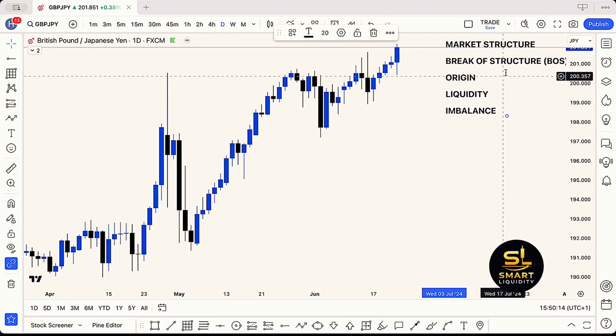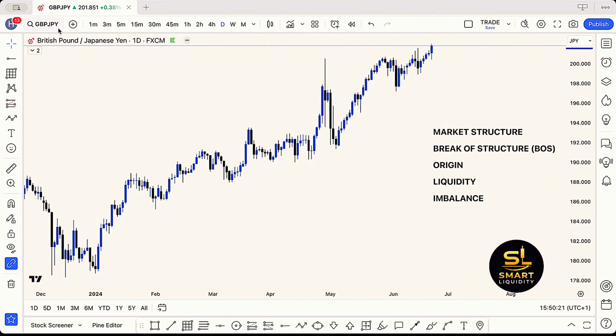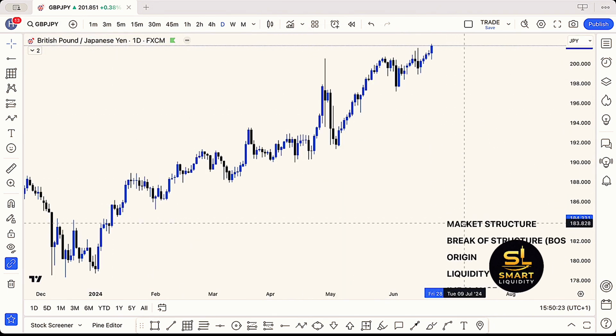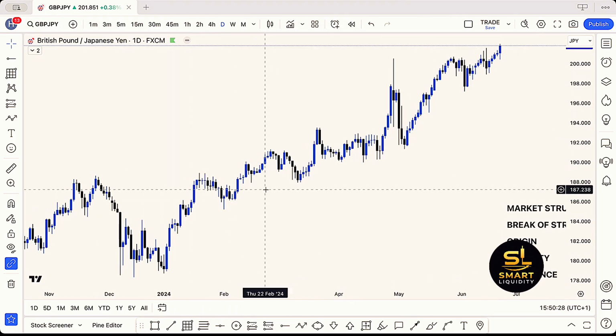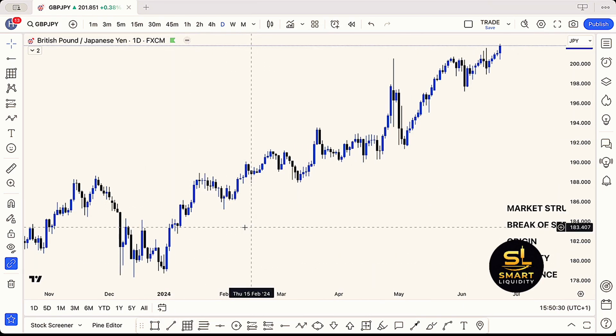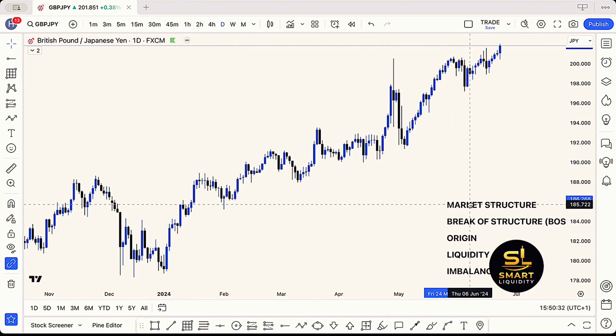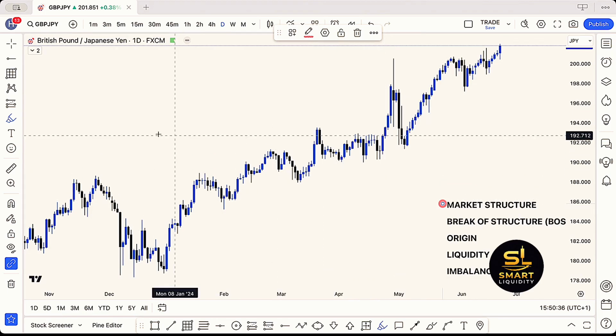So opening the chart. This is GBP JPY, one of my favorite pairs, and this is from the daily time frame. You will notice that we are currently reading the market structure now, which is the first one. I want to read the market structure.